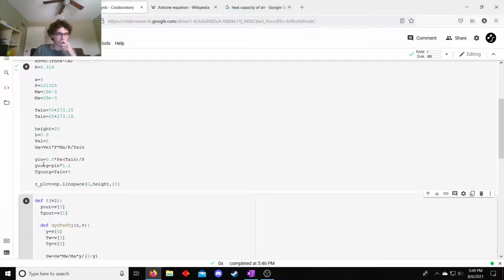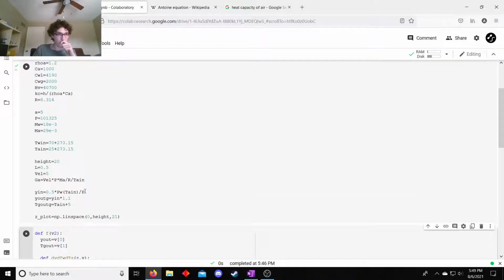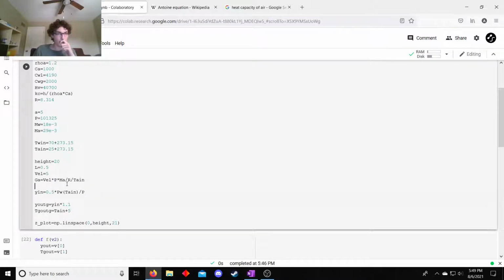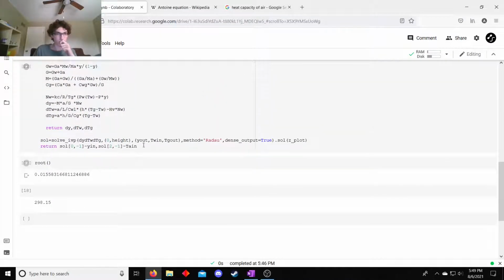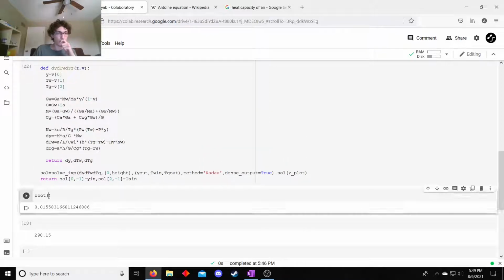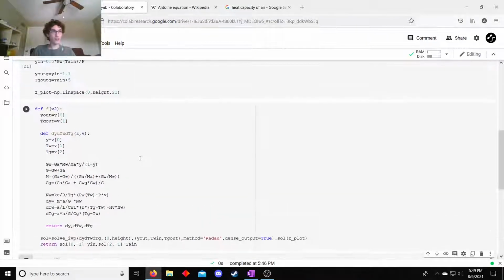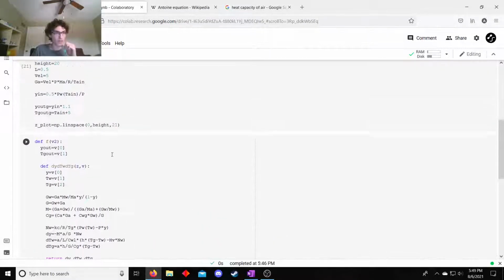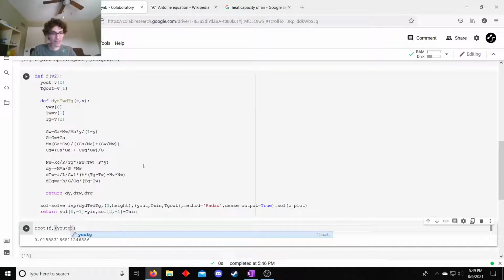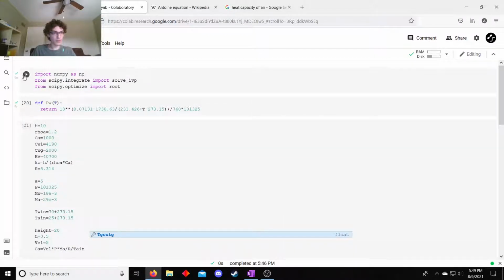And those are defined up here: yn, and the temperature of the air going in. Okay. So now we will use root, where the function is f, and our initial guesses are y out guess and tg out guess. So I will go ahead and run everything.